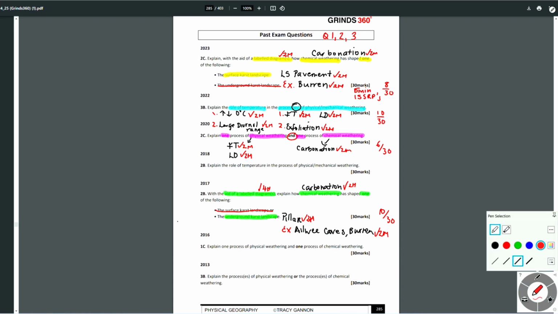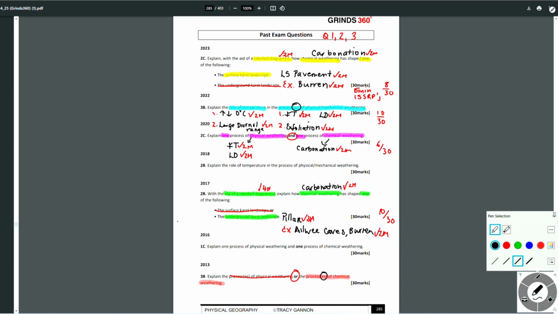Now, to start off here, you are given the choice of one or the other. So we've kind of looked at, I suppose, in 2022, physical weathering processes. So let's, for the moment, focus on the second part of this question, which will be our chemical weathering processes. So processes of chemical weathering here. Now, a quick reminder that anytime you're asked to do process or processes, you're always choosing to do processes.